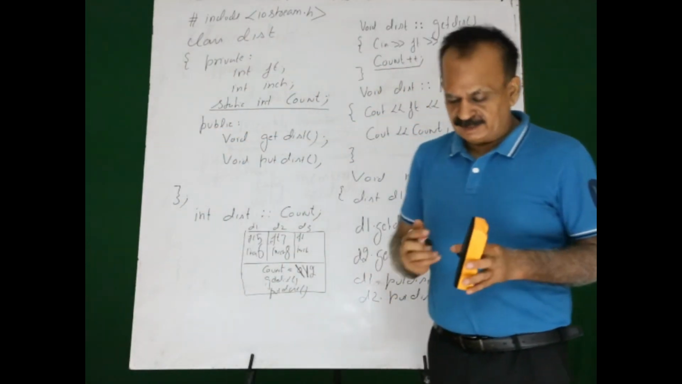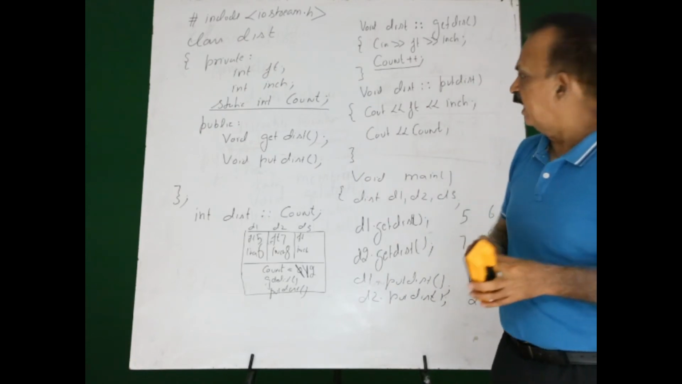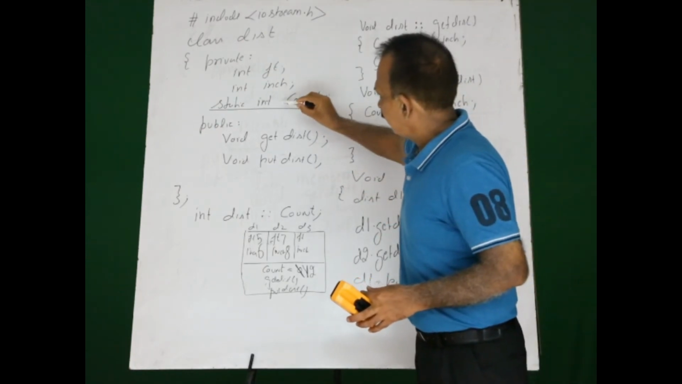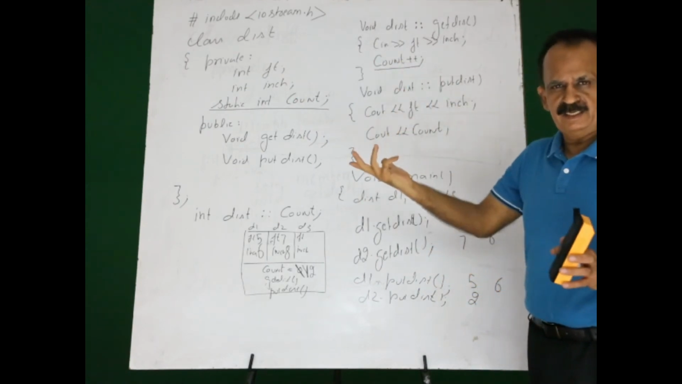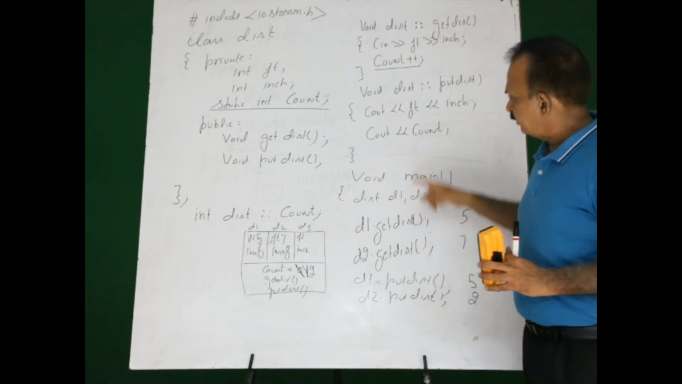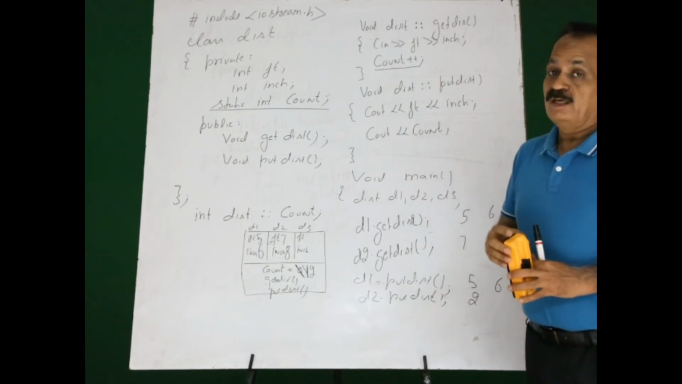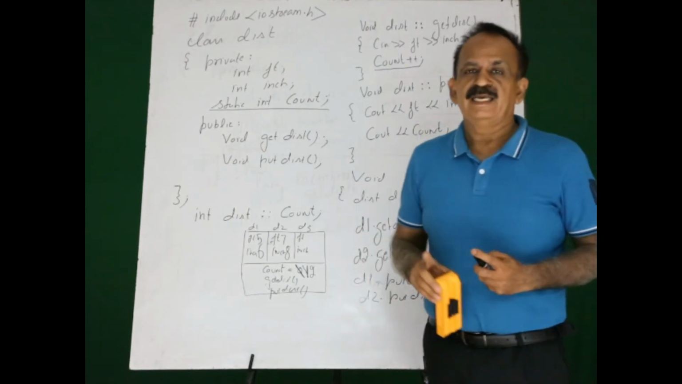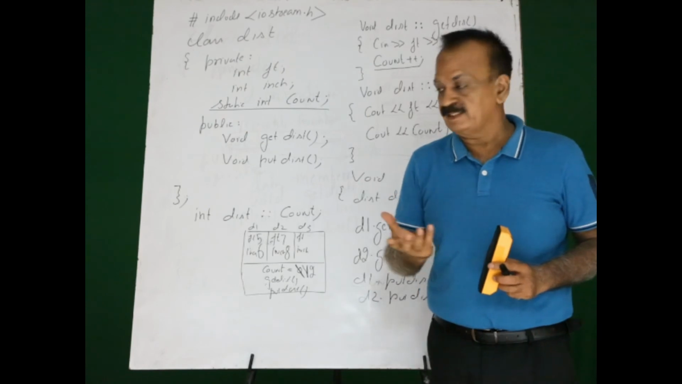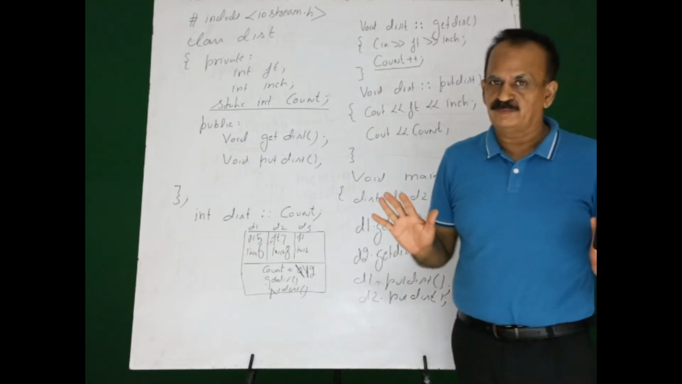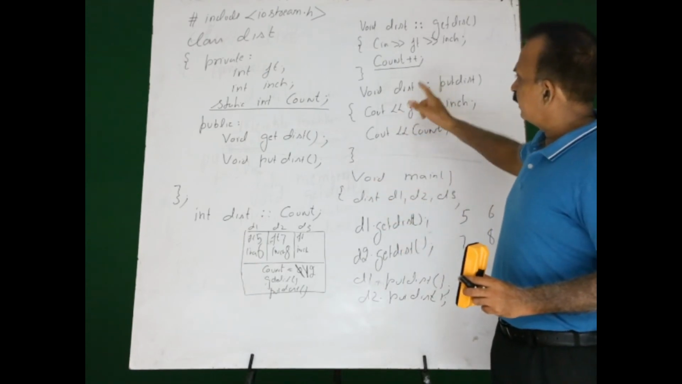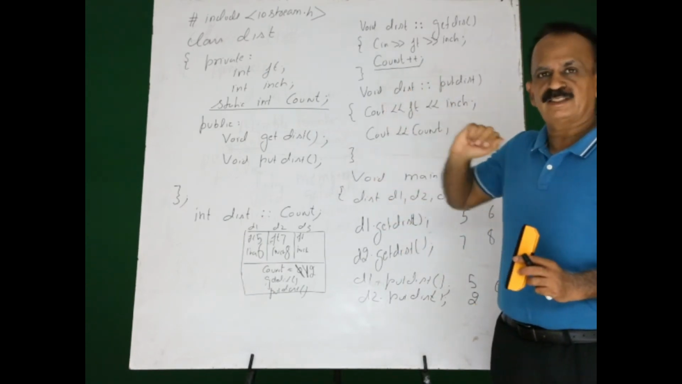Now, this is how the static data members work. This is declared here, and this is how it is printed here. Now, one problem I found in this particular example is that count is not related to any of the objects. Still, I used it in this function put distance.